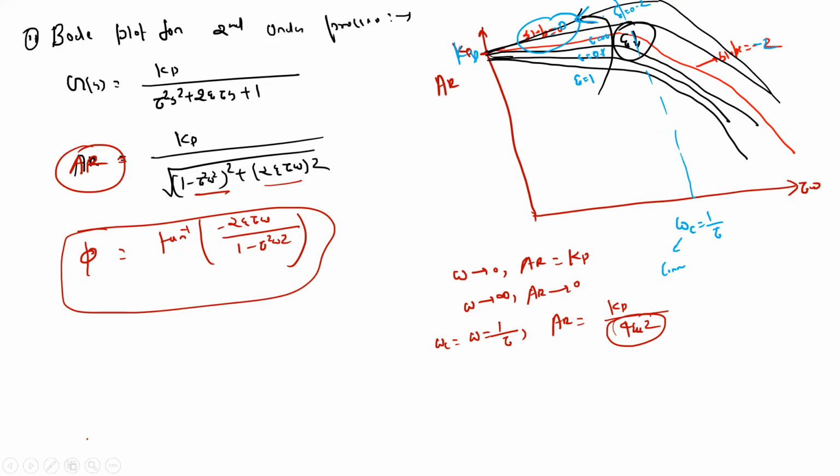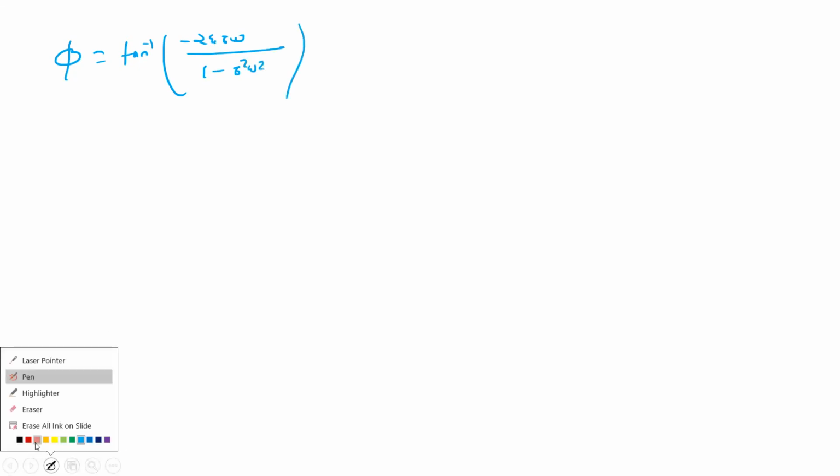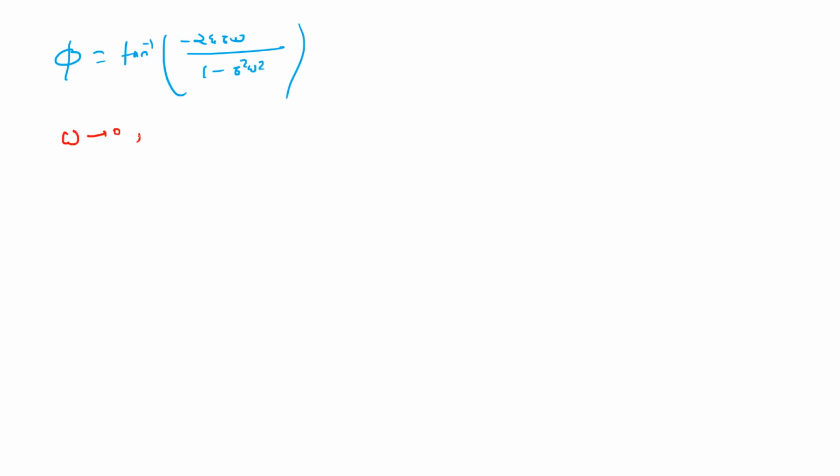Fine. Now, next is coming to phi. Your value of phi for a second order process is tan inverse of minus 2 zeta tau omega divided by 1 minus tau square omega square, right? So how are we calculating this one? Let's say omega tending to 0. If omega tending to 0, this will be 0. Your phi will be equal to tan inverse of minus omega tending to 0, that is equal to 0, right? So if omega is 0, phi is 0. Now, let's say omega tending to infinity.